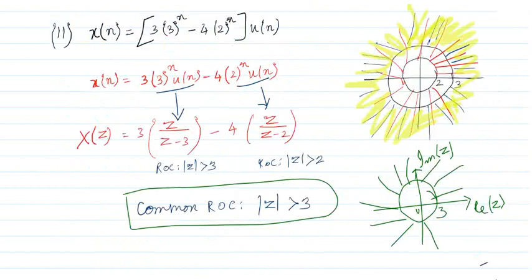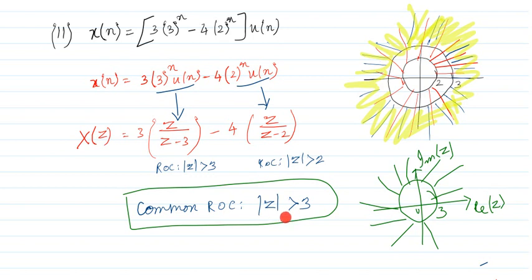Okay, what about this? This is a causal sequence. What are the poles? Poles are the denominator. If I equate, these are the poles: Z equal to 3, Z equal to 2. You can see these are the poles. This circle is a pole, this circle is another pole. Z equal to 3 is another pole. Okay. What is the ROC? It is greater than 3.